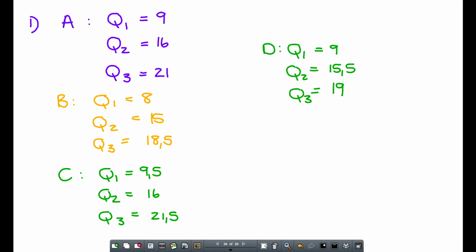Any questions there? Okay, nou by nommer 2 sê hulle vir jou: 'n Opname van klasse se uitslae vir 'n toets uit 30 word in die onderstaande tabel getoon. By 2A vra hulle vir jou calculate the mean for each class. Hulle soek by elke klas die gemiddeld, né?